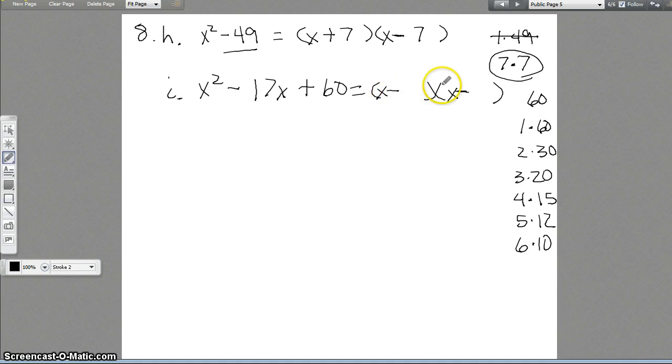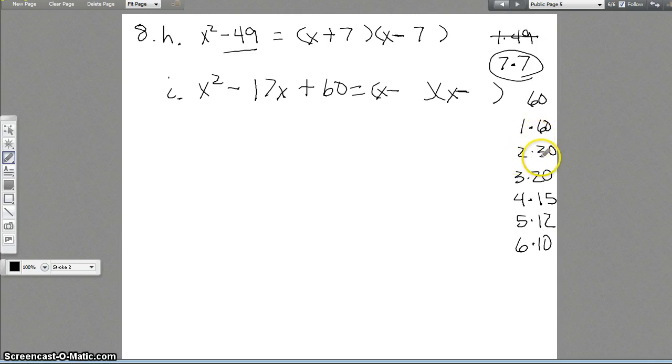So we need a negative after both of these x's. We're going to subtract. Okay, so what pair of numbers over here that multiply to 60, what pair of these will add to 17? Well, 1 plus 60 is 61, so that doesn't work.